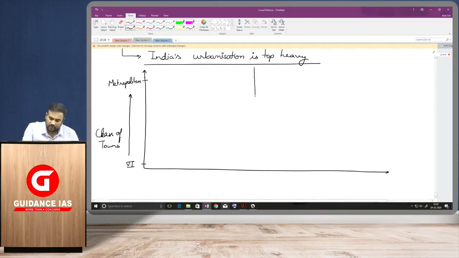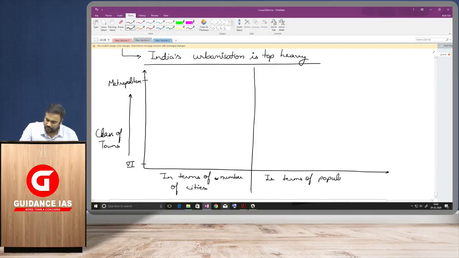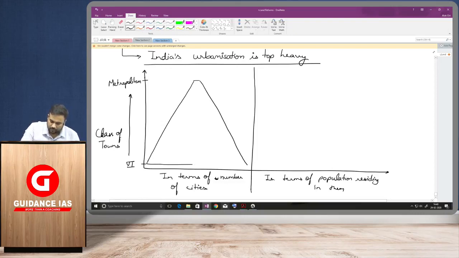ठीक है, सो यहां पर हमें दो तरह के सिचुएशन दिखाई पड़ रहे हैं. एक इन टर्म्स ऑफ नंबर of cities. Second is in terms of population residing in them. So you tell me, can I say यहां पर हमें कुछ इस तरह की सिचुएशन मिल रही है.